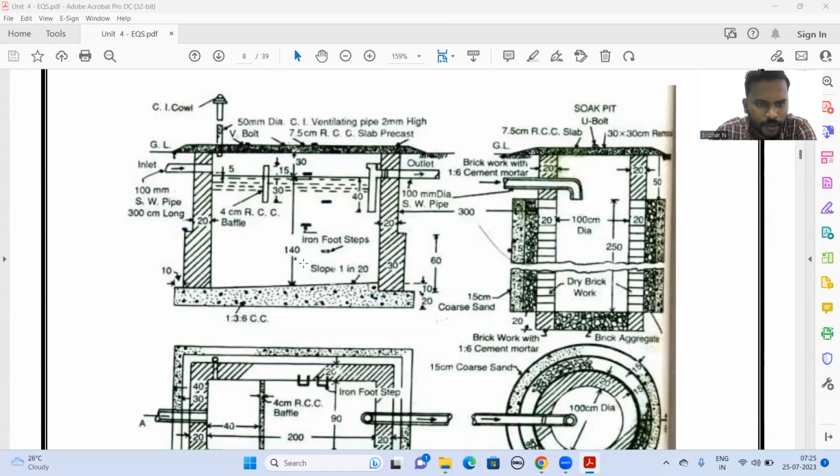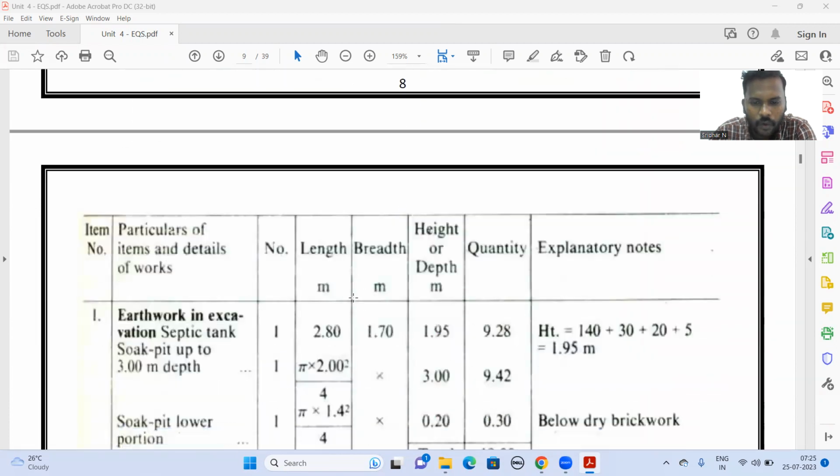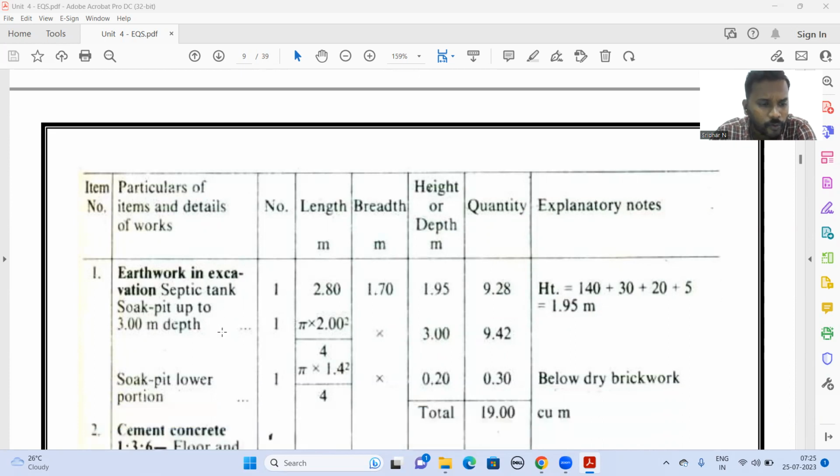So if you consider the height, it means 140 plus 30, 170. Here again 20 will be there, so 190. And the slope portion also we want to consider. That is 1/20. If you consider 1/20, it will be around 0.05. So totally the height will come to 1.95. That only they have given in the explanatory notes: 140 plus 30 plus 20 plus 5. If you add those parameters, it will be around 1.95 meter, or 195 mm, sorry.